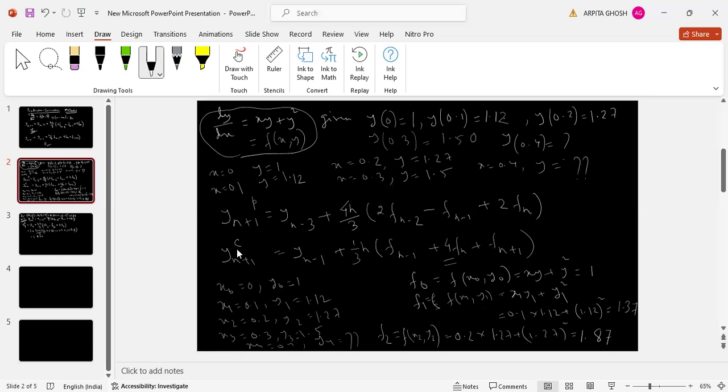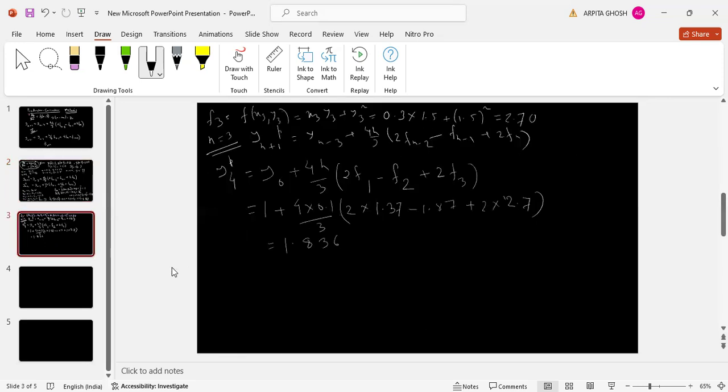If we put n equal to 3, y4 corrector will be y2 plus 1/3 into h into f2 plus 4f3 plus f4, as we have put n equal to 3. So we need to find f4 predicted. Earlier we do not have f4 anywhere. We have to find the value of y at x equal to 0.4, that is y4 is required. But look at the corrector formula. Let me write it once again.